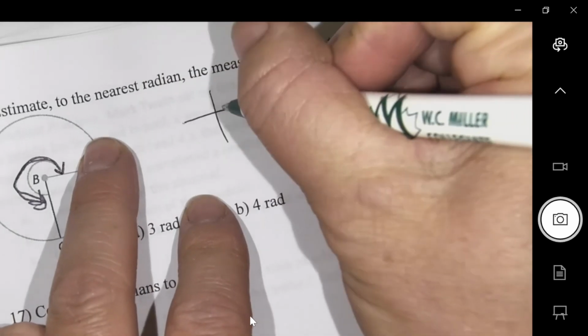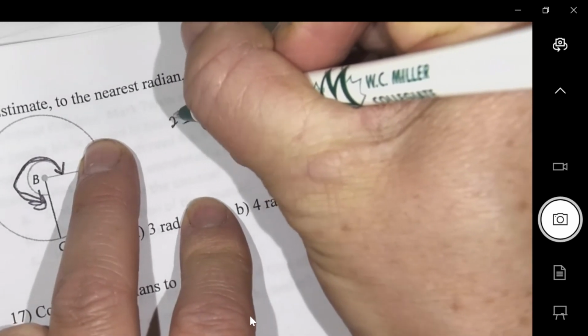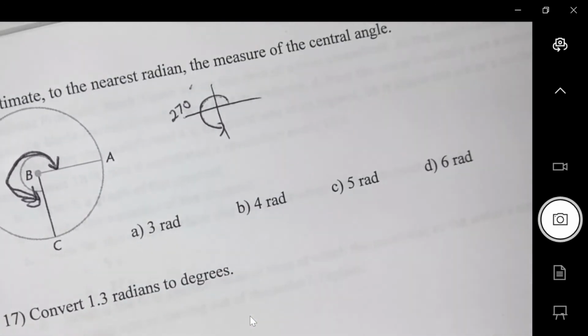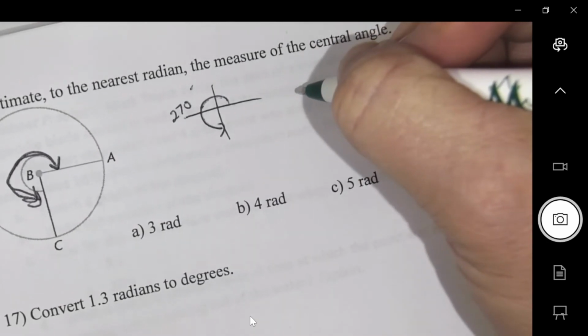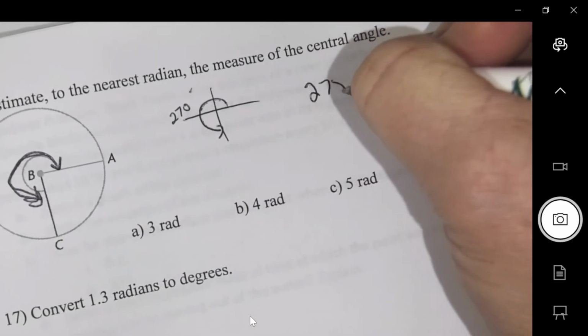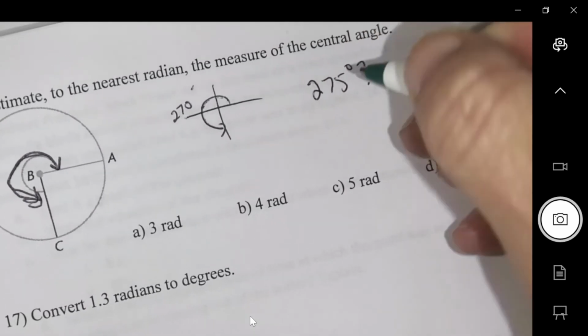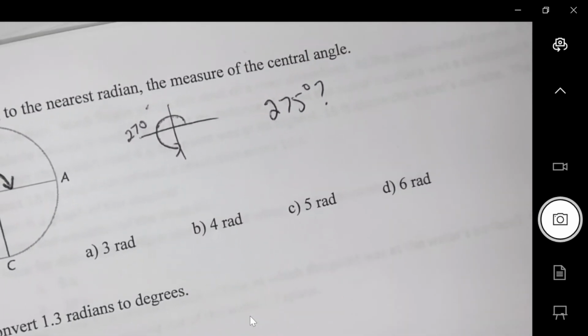270 is 3/4 of a circle, right? So it might be a little bit more than that, right? We're a little bit more. Should we just do like 275 degrees? That's just my brain saying that's an estimate.